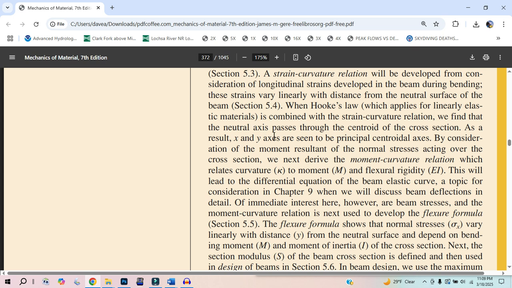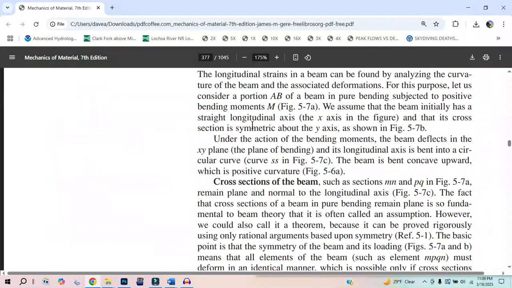We find that the neutral axis passes through the centroid of the cross-section. Oh, so yeah, in another sentence, and you're just like this. I mean, you shouldn't read the review because it goes over everything, and then you're just like, what the hell?